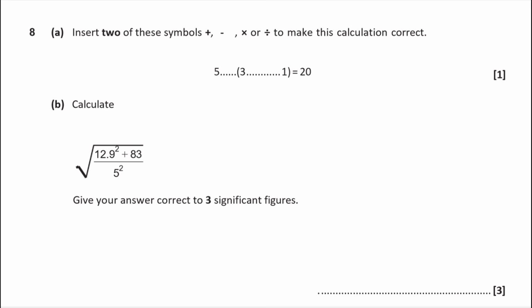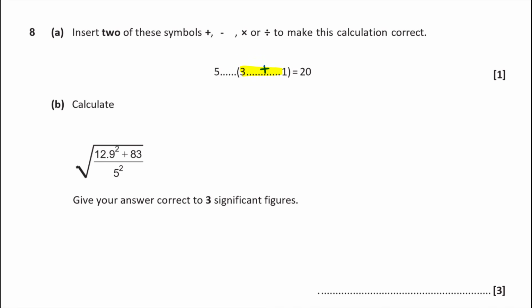Question 8a. Insert 2 of these symbols, plus, minus, times, or divide to make this calculation correct. Okay, so we're aiming for 20. I can see 5 at the front, and I know that 5 times 4 is 20. So I guess what I need to do then is add these two together. So 3 plus 1 is 4. Now they're in brackets, so BIDMAS would say to do that first. So 3 plus 1 is 4.